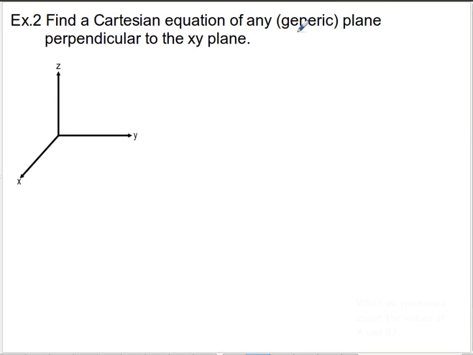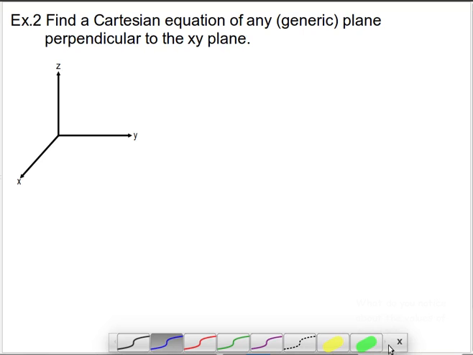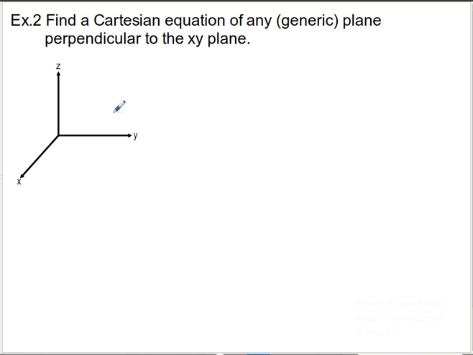Find a Cartesian equation of any generic plane perpendicular to the xy plane. Now to do this, I'm going to try to illustrate two or three possibilities here. Perpendicular to the xy plane. So first of all, here's the xy plane, and if it helps you, imagine this as the floor of the room, whatever room you happen to be in.